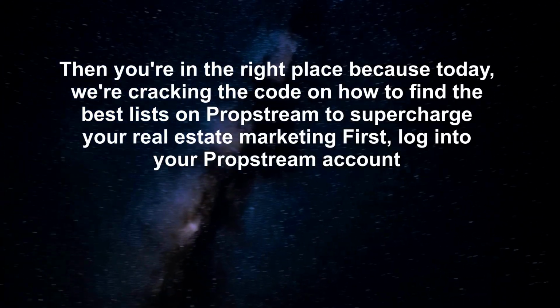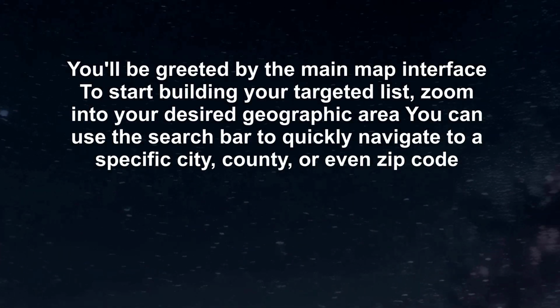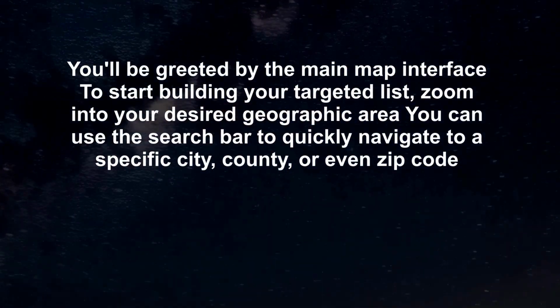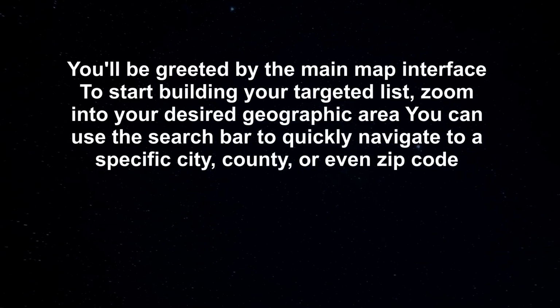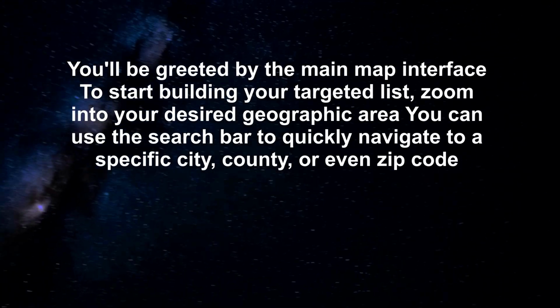First, log into your Propstream account. You'll be greeted by the main map interface to start building your targeted list. Zoom into your desired geographic area. You can use the search bar to quickly navigate to a specific city, county, or even zip code.